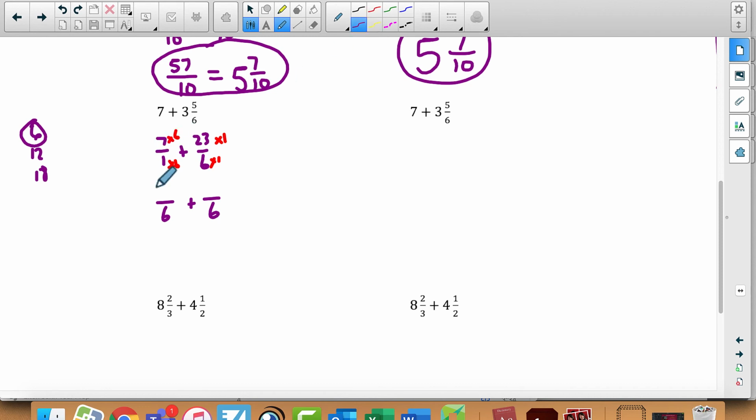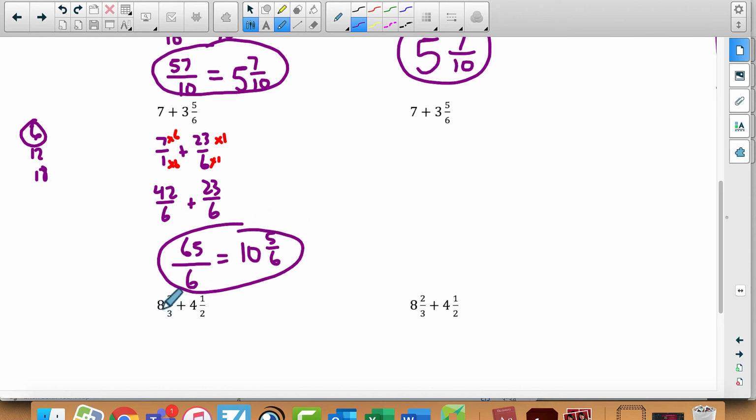So 7 times 6 is 42. 23 times 1 is still 23. We're ready to get our answer. Keep the denominator the same and add 42 and 23. You get 65. This is fine, or make it mixed. 6 goes into 65 10 times to get you up to 60, and then you still have 5 left over. So either one of those is good. Yeah, that took a little while.